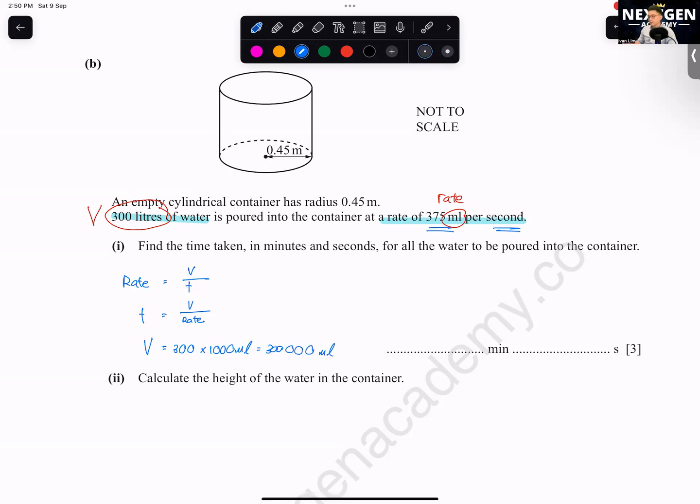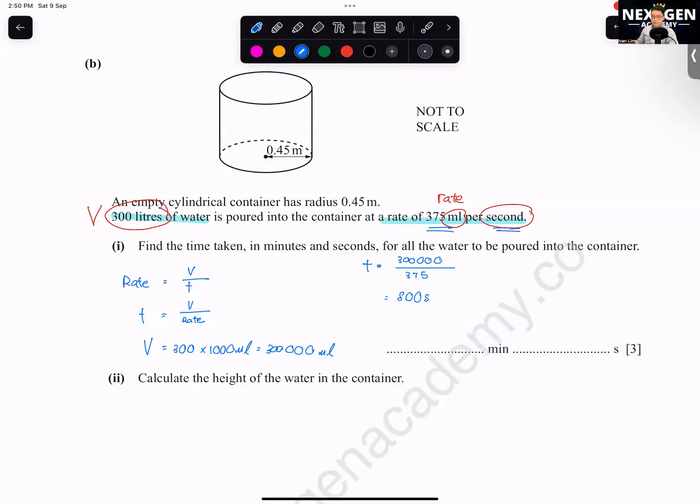300,000 ml. Okay, so what's my time? Time is 300,000 over rate, which is 375. And you look at the units of the rate also, they give you second, right? So my final value will be in terms of second. Type this in a calculator, you get 800 seconds.